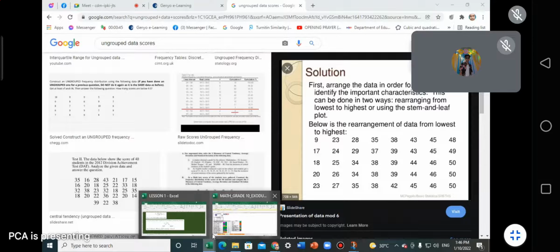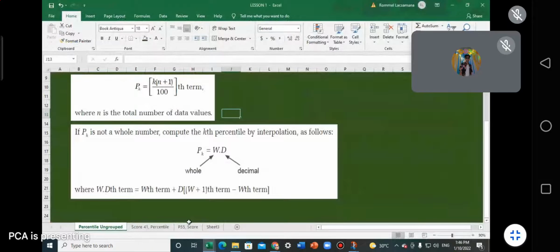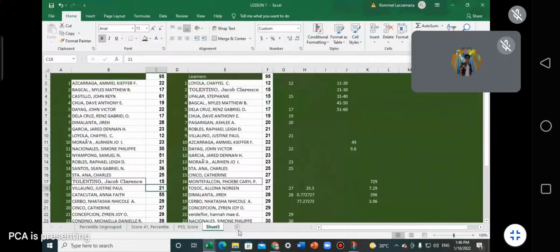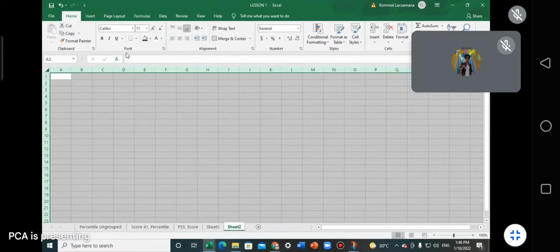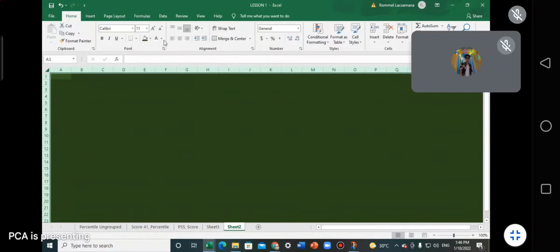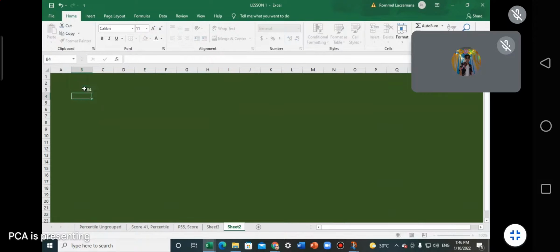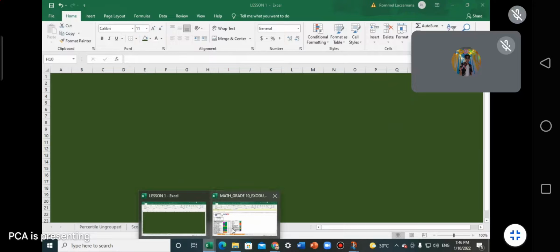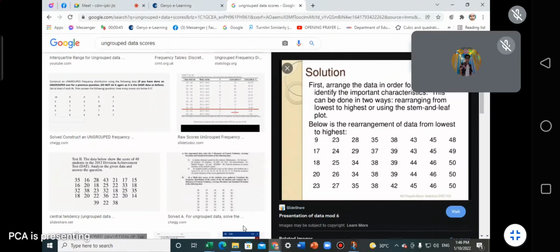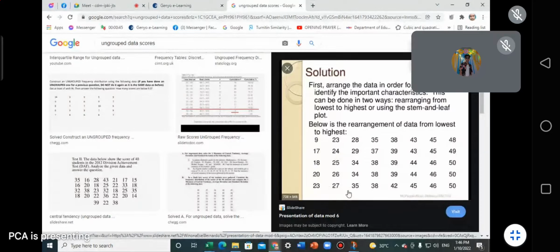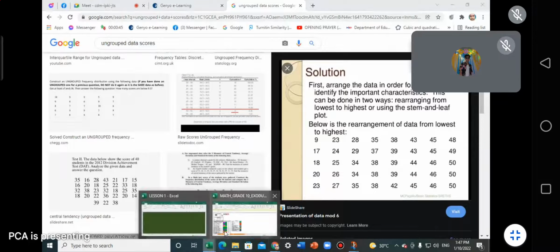For this, why? Because I know Excel. I know how to do that in Excel because if I do that in Excel, it's quick. What I'll do there is gather the scores, by column or by rows: 9, 23, 28, 35. Okay, I'll just encode that.